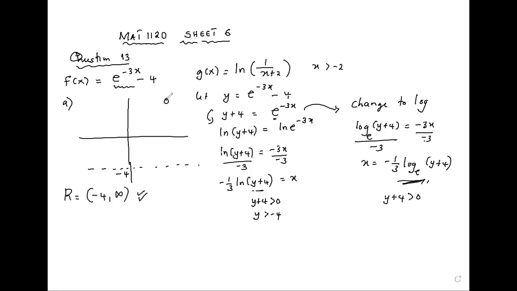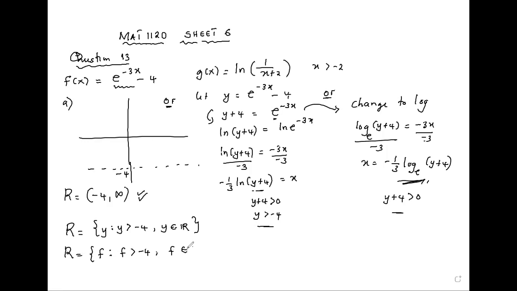So I'm saying this way, or this way, or the other way, you're giving the same range. If you want, you can even write this in set notation. You use y such that y is greater than negative 4, but y is a real number. Or you say f such that f is greater than negative 4, but f is a real number.